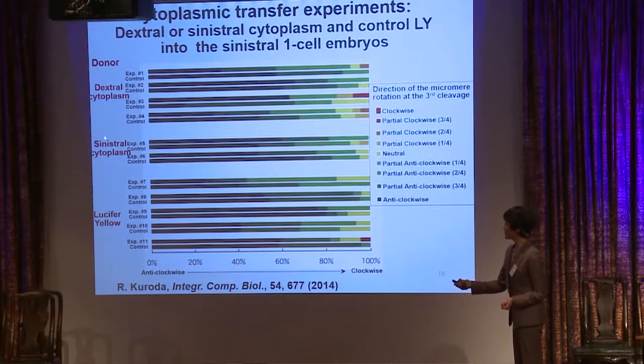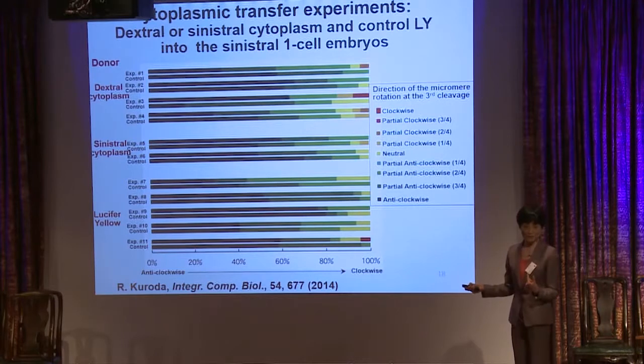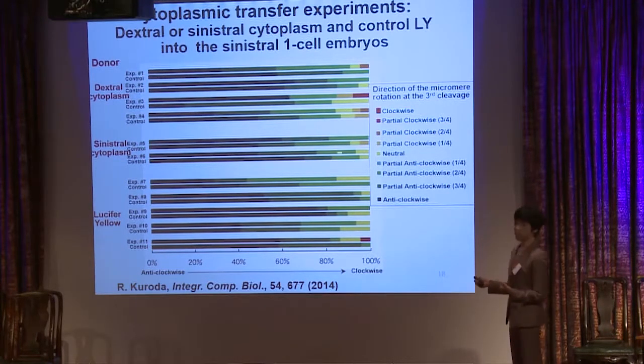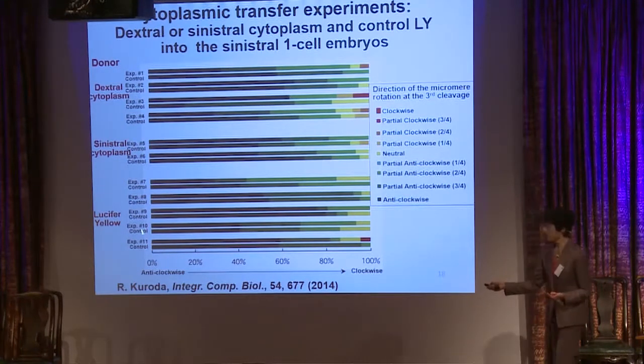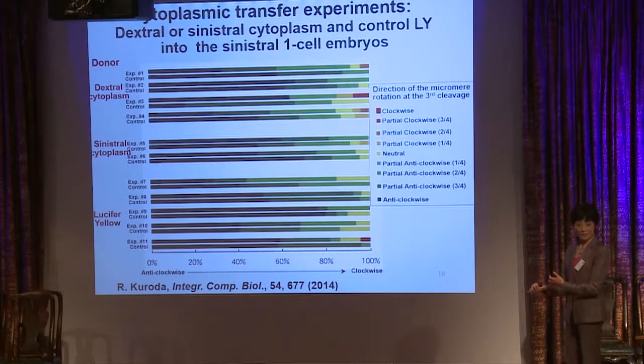Then I decided to put the sinister cytoplasm into the sinister one. The same thing happens. If you put in Lucifer yellow, this fluorescent dye, just like the control, the same thing happens, even going to the clockwise one. So you have to be very careful when you do the rotation, because the sinister one has a reason to go either way and may die.